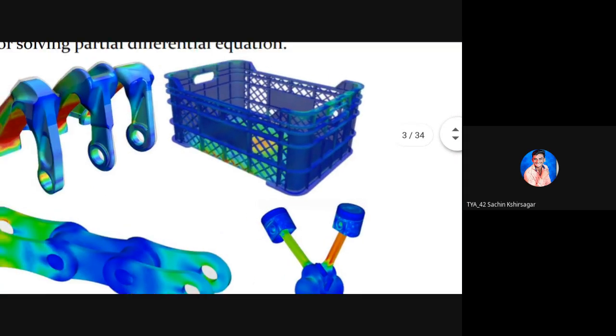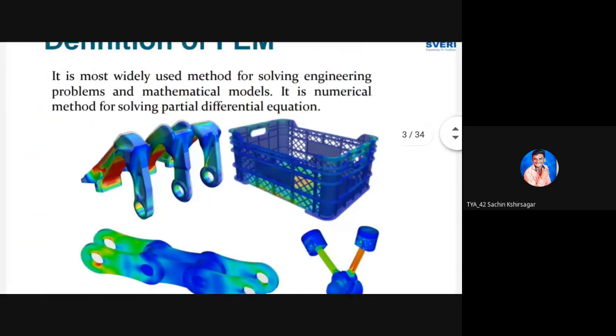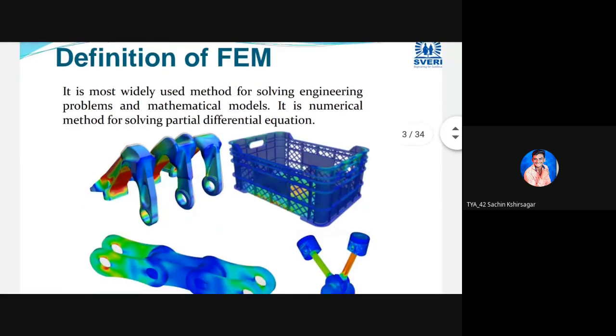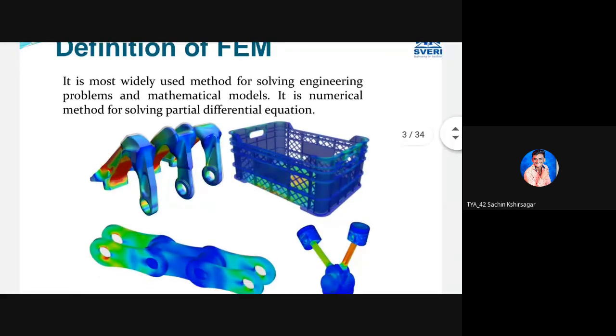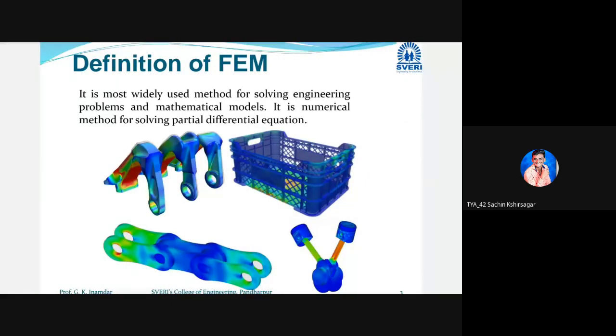Okay, now this is all about the applications of FEM. Now, what is actually FEM? And what is the procedure to analyze the components? This is an important factor we have to study in this chapter. What is FEM? I will take a revision within 2 minutes. FEM is nothing but the finite element method.